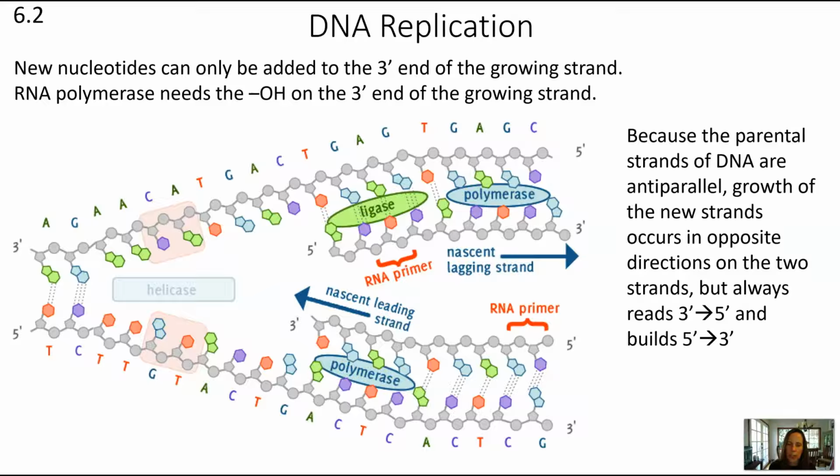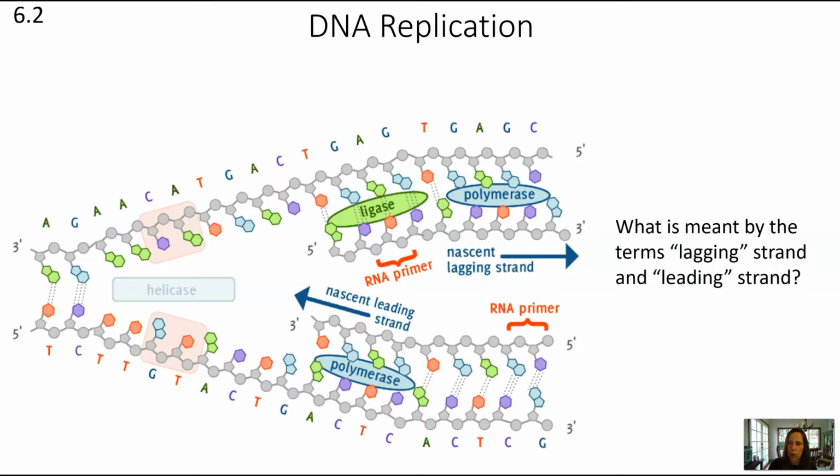So the old DNA is always being examined by DNA polymerase in a 3' to 5' direction. And the DNA polymerase is adding new nucleotides in a 5' to 3' direction. So we read from 3' to 5' and we build from 5' to 3'. On this diagram, you might notice the terms lagging and leading. So the top is, in this case, the lagging strand, and the bottom is the leading strand. What does that mean?